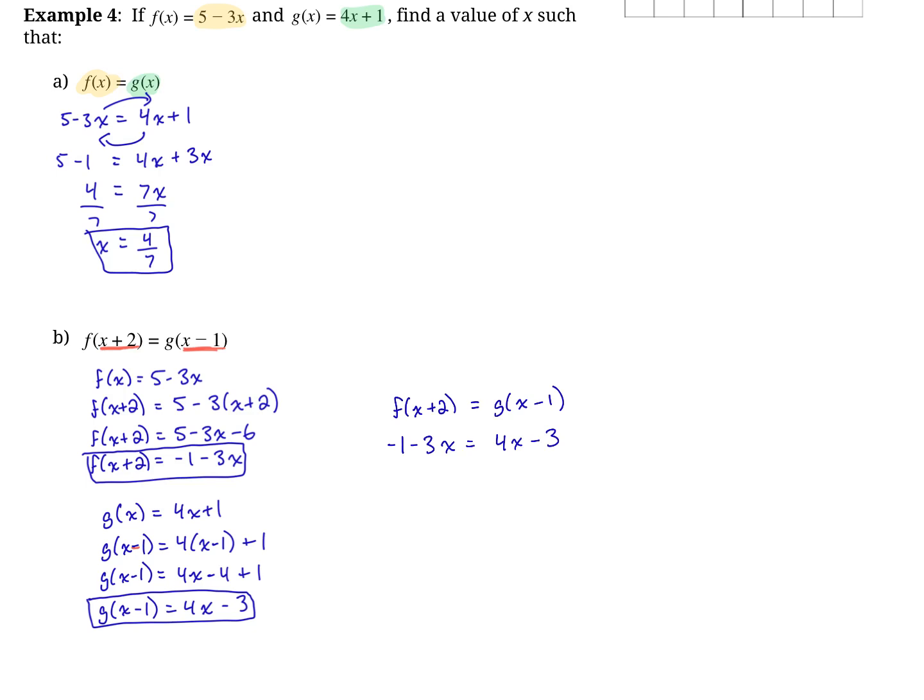We can use substitution. So we want to combine like terms. That's going to become negative 1 plus 3 equals 4x plus 3x. And that just becomes positive 2 equals 7x. So if we divide by 7 on both sides, x is just equal to 2 over 7.